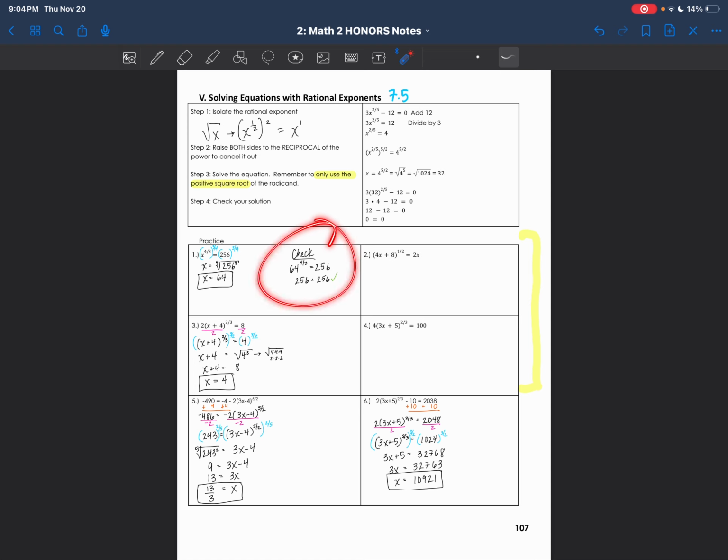Now, I only checked one problem. I will tell you all the answers will work in this situation, but it is important that you go through and check your answers just in case. All right, and that is solving equations with rational exponents.